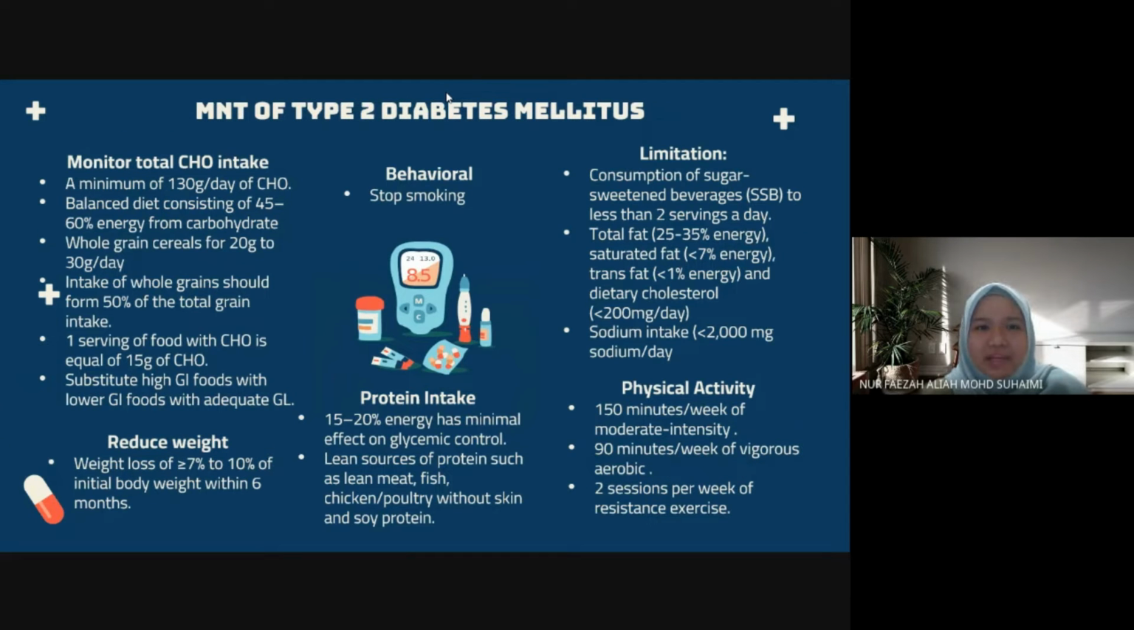This is the MNT for Mr. Siva. Mr. Siva needs to monitor the carbohydrate intake. Firstly, Mr. Siva needs a minimum of at least 130 grams per day of carbohydrate. The balanced diet consists of 45 to 60% energy from carbohydrate. Next, Mr. Siva needs to eat whole grain cereals for at least 20 grams to 30 grams per day. And the intake of the whole grain should form 50% of the total grain intake.